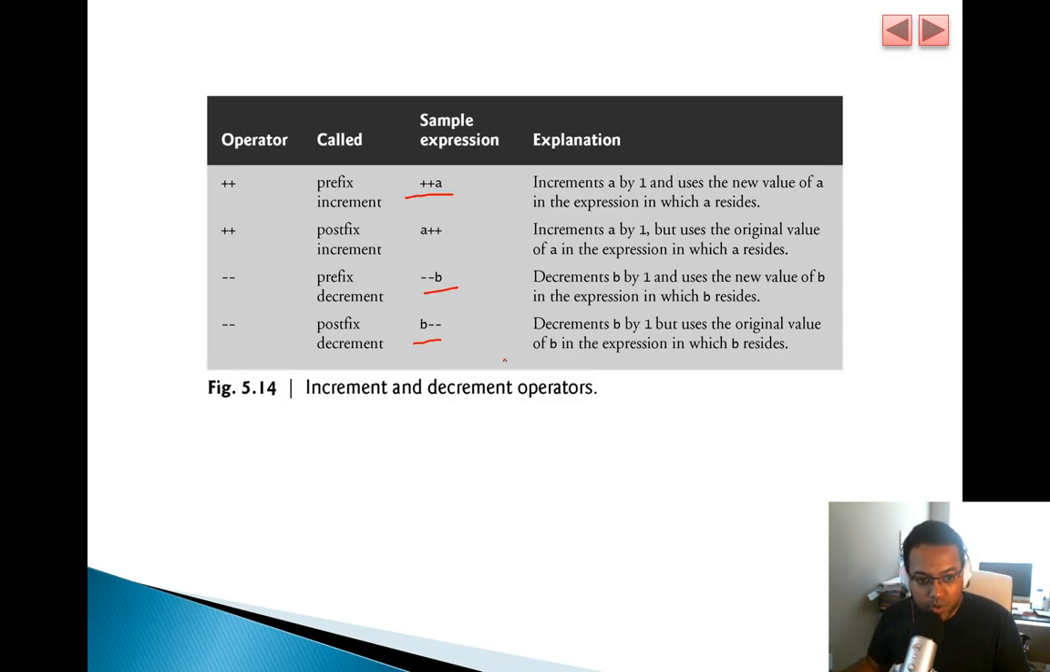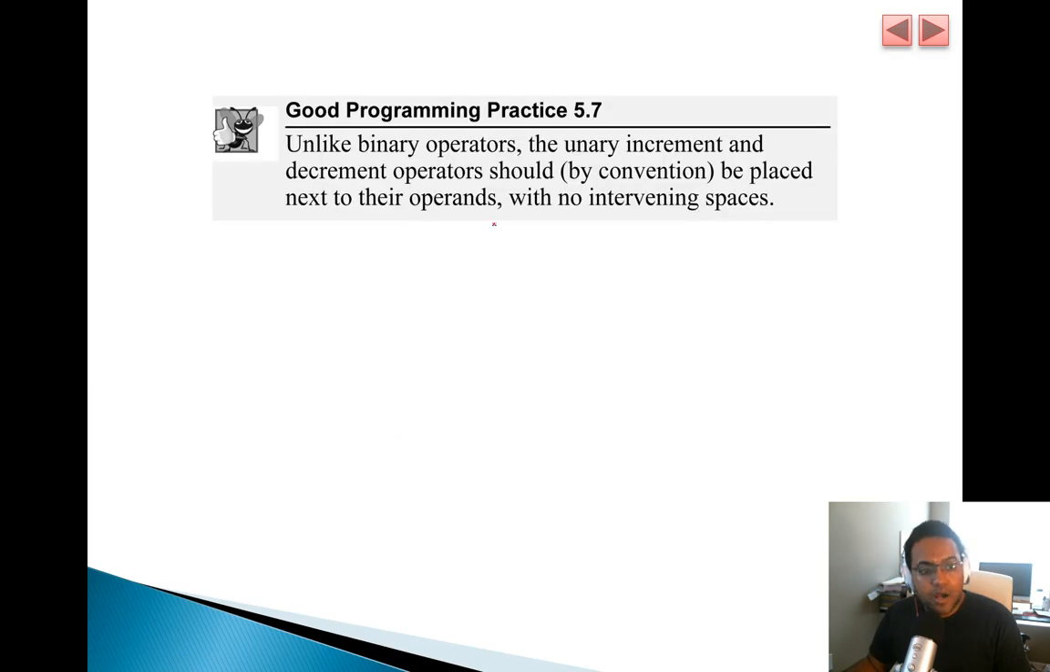Prefix increments by 1 and uses the new value of the expression in which a resides. Postfix increments by 1 but uses the original value of a in the expression. So this increments by 1 and then uses a. This increments by 1 but still uses what a was before it was incremented. The same goes for minus. Unlike binary operators, the unary increment and decrement operators should, by convention, be placed next to their operands with no intervening spaces. Meaning, plus plus is not plus space plus, it's plus plus. Minus minus is not minus space minus, it's minus minus.